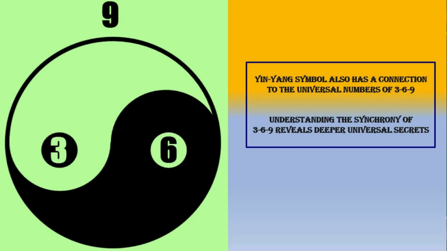The yin-yang symbol, very well known in Chinese philosophy, also has a connection to the universal numbers of 3, 6 and 9. And understanding the synchrony of 369 reveals deeper universal secrets.